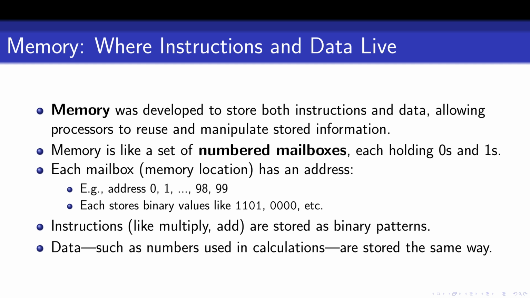In a computer, memory stores both instructions and data using binary, zeros and ones. Think of memory as a long row of mailboxes, each with a numbered address. You can store a value in a mailbox and retrieve it later using that address. For example, mailbox 0 might contain an instruction, mailbox 97 might hold a Celsius temperature, and mailbox 99 might be where the converted Fahrenheit temperature is stored.